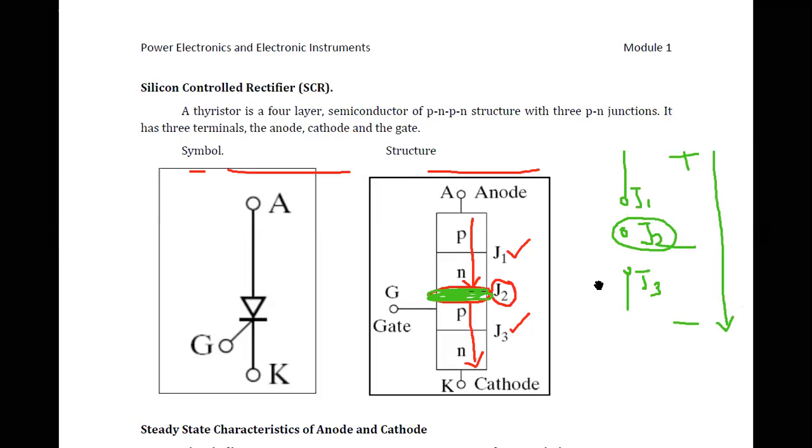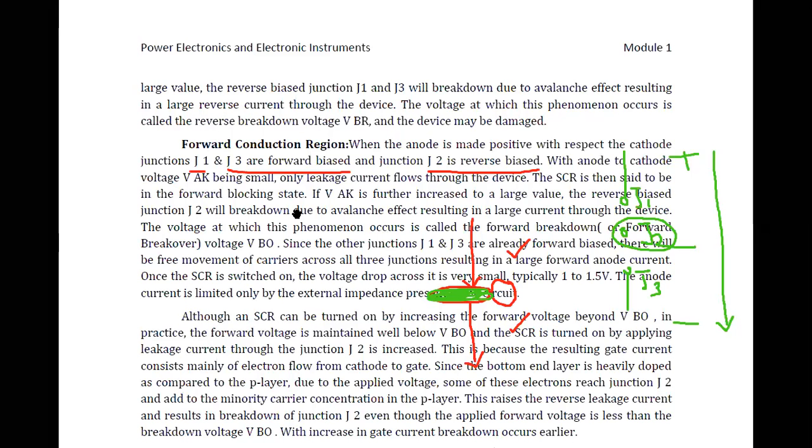So therefore what I should do is make this junction J2 break, in the sense that it will allow the flow of current, or in the sense it should be turned on. The junction J2 should be turned on. With the anode to cathode voltage being very small, only the leakage current flows through the device. The SCR is then said to be in the forward blocking state.